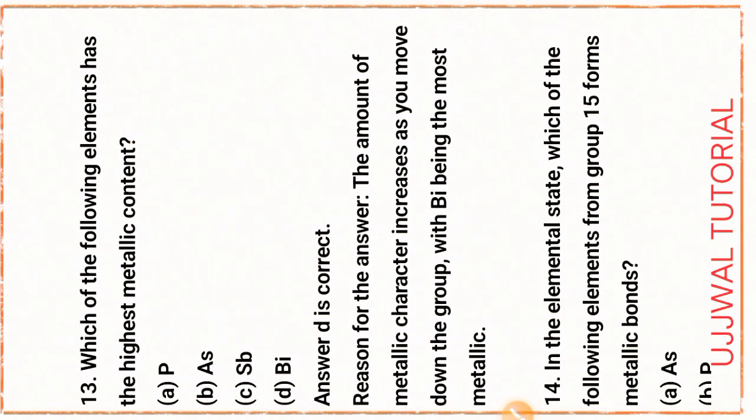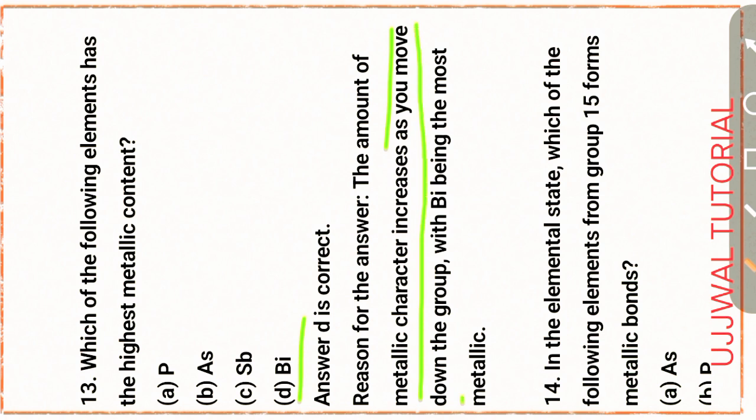Next question number 13. Which of the following elements has the highest metallic character? Option D, bismuth. The explanation for this part: the metallic character increases as you move down the group, with bismuth being the most metallic.